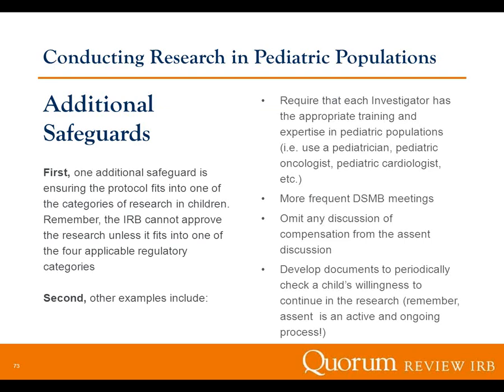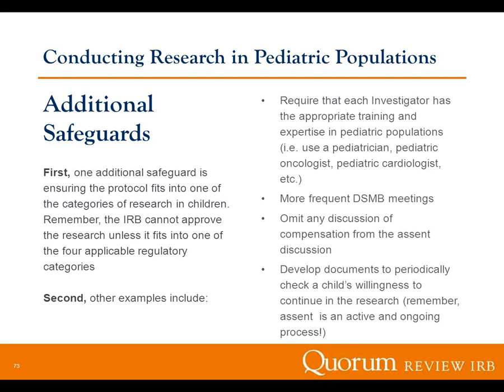So we talked about minimizing risks when having children in research. What are additional safeguards that can be put in place when you're having children in research? This is also a very confusing area and one that we get a lot of questions on, because what does it actually mean to have additional safeguards in place when there's a vulnerable population in the research, like children? Well, the first thing to note is that one additional safeguard is the fact that research in children can only be approved if it falls into one of those 4 categories we talked about today.